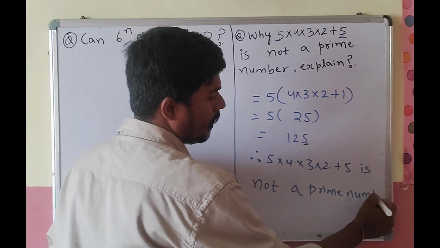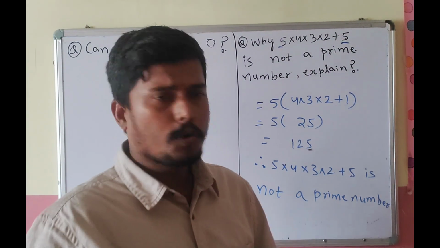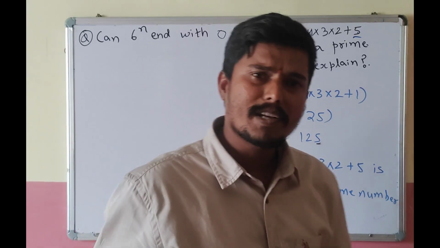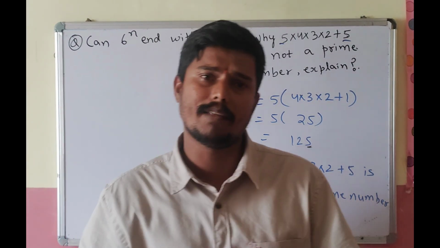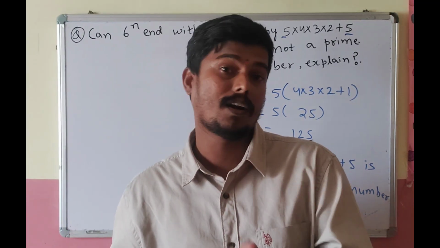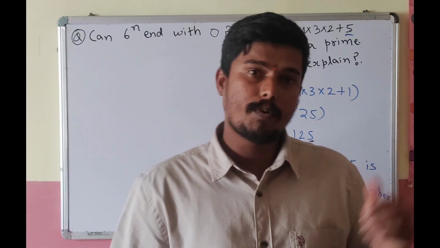And the same question they may also ask you to prove that it's a composite number. Again the same explanation: a prime has only 2 factors, whereas a composite has more than 2 factors. What are they? 1, the number itself, and another factor or factors. So this is about this question.